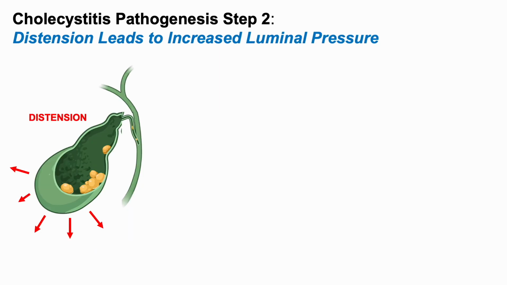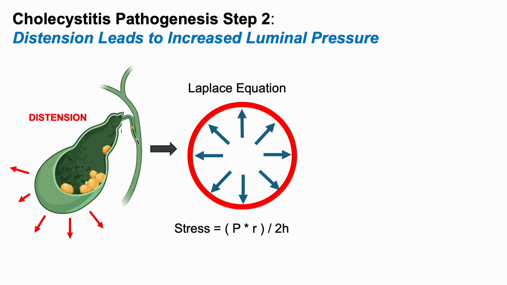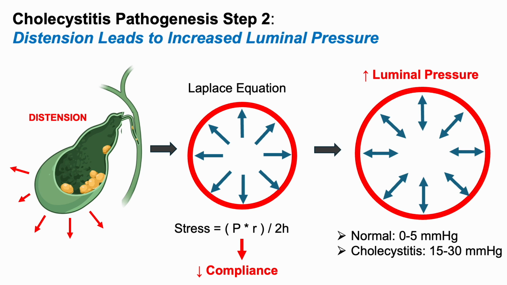Now, the second step to cholecystitis pathogenesis is that distension leads to increased luminal pressure. So as the gallbladder continues to distend, it places increased surface tension on the wall. As we know from our cardiology days, Laplace's equation of wall stress is notable for tension being directly proportional to luminal radius. But eventually, this increased distension will result in a drop in wall compliance, at which point further stretching is limited or halted. At this point, there will be substantial increases in the intraluminal pressure, and for reference, the normal pressure within a gallbladder is anywhere from 0 to 5 millimeters of mercury. In states of cholecystitis, it can reach pressures of 15 to 30.